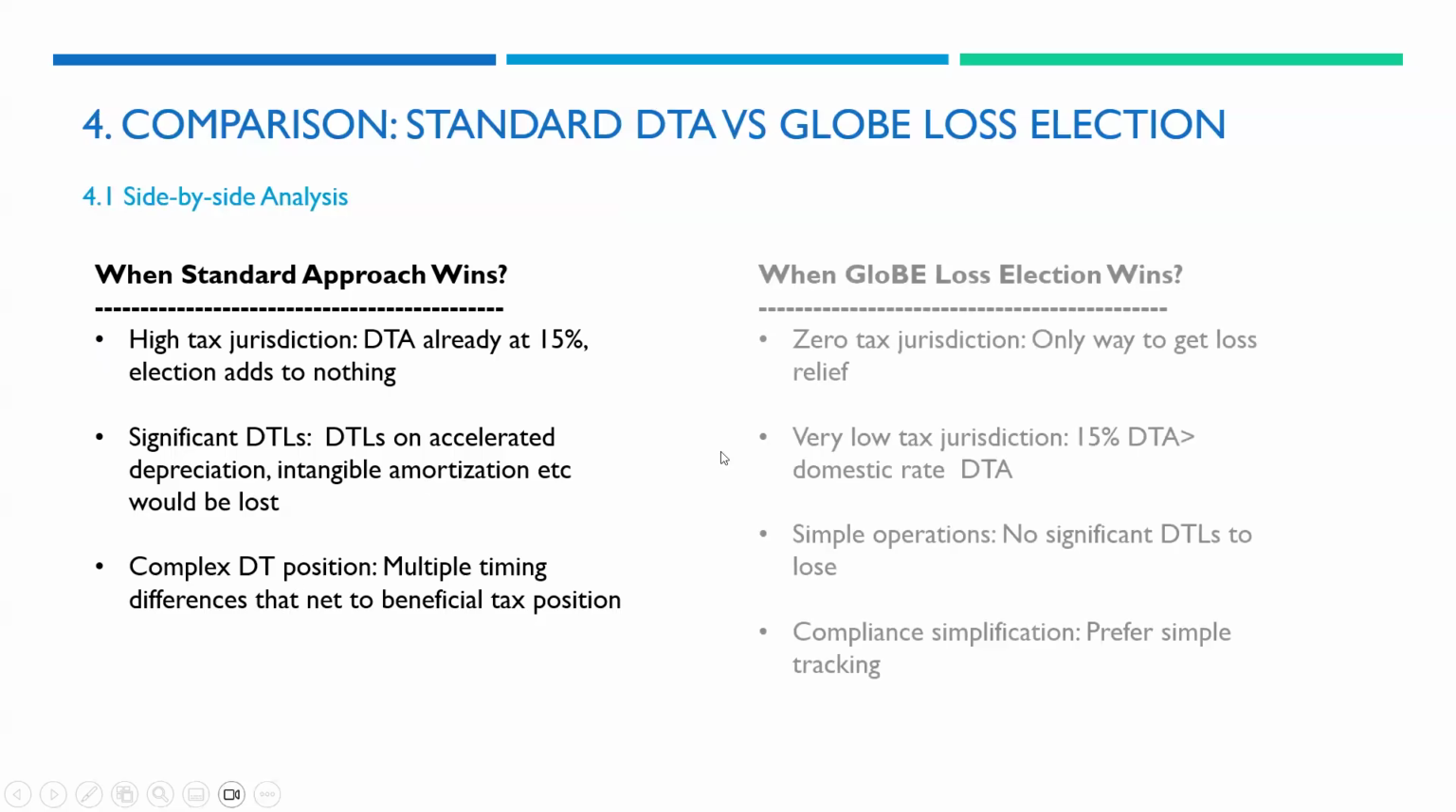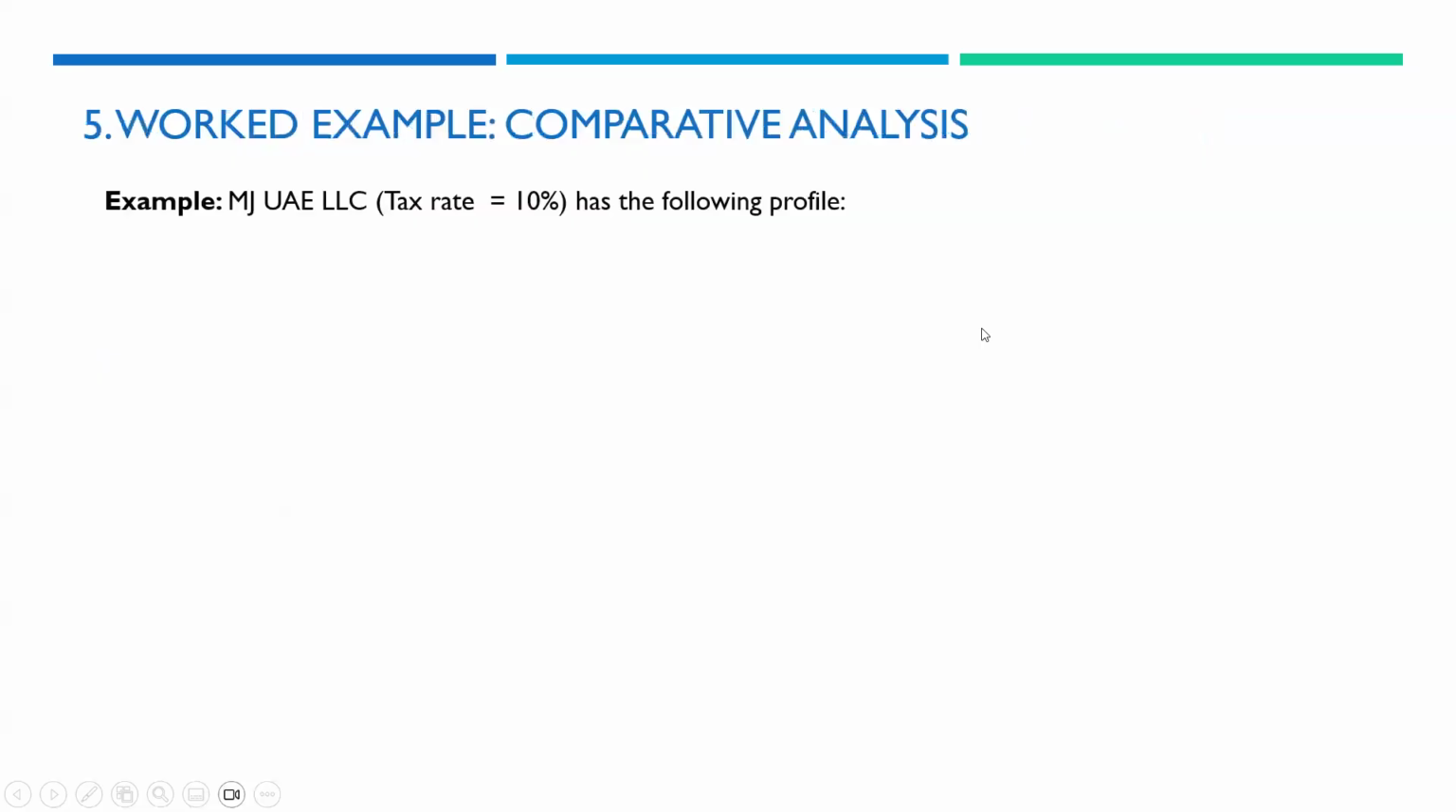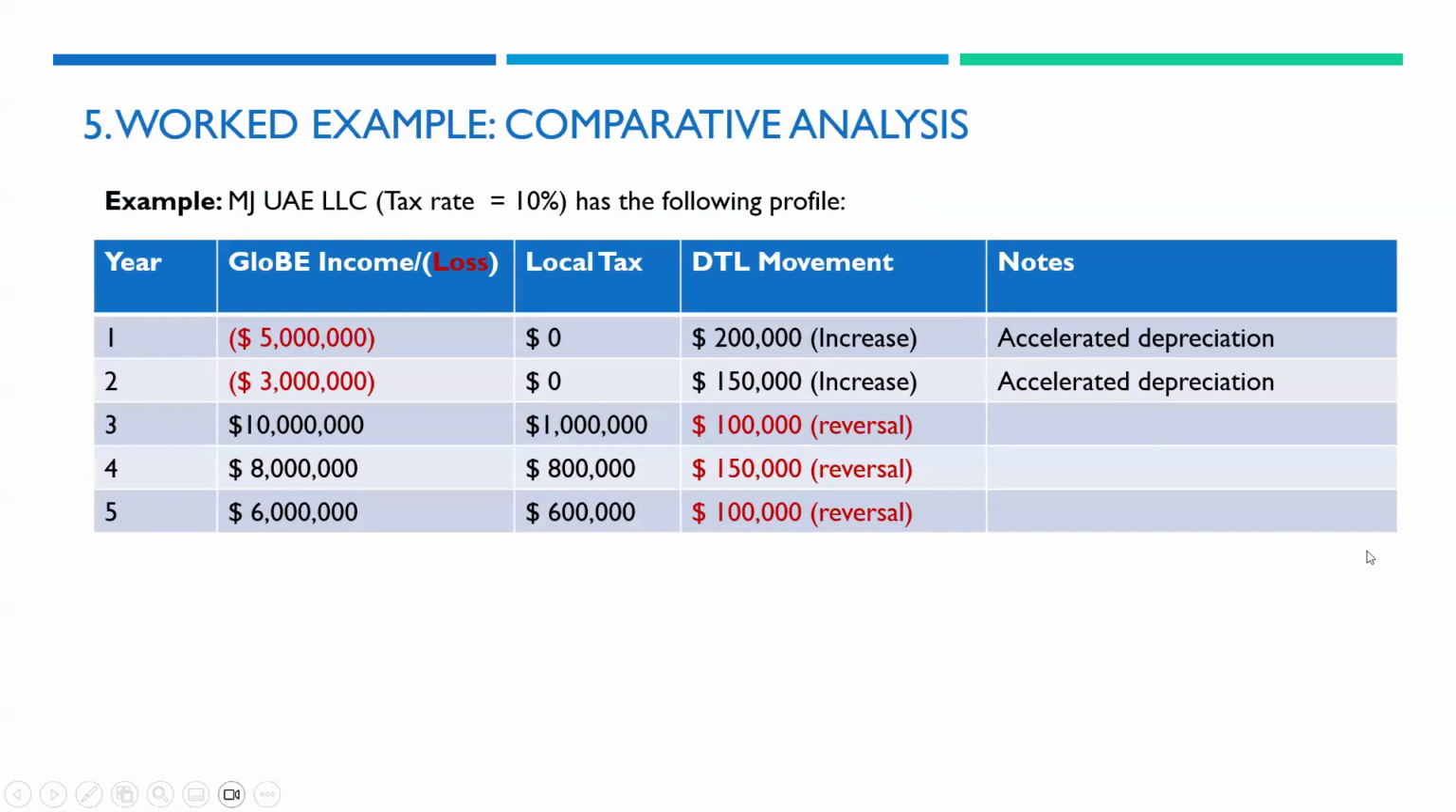Complex DT position. Okay. So when would this win? If it is a zero tax jurisdiction, then it makes sense to come to globe loss selection. Otherwise, also if you are overwhelmed by the compliance complexity, then also you can come to globe loss selection. Okay, let's do this question, and so that I think it will clear everything.